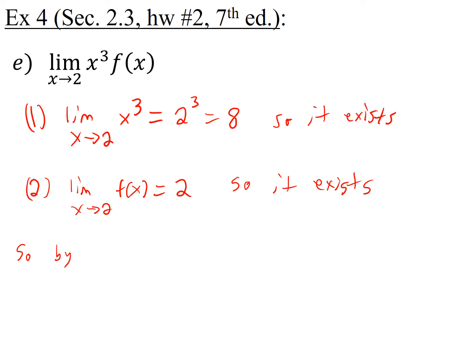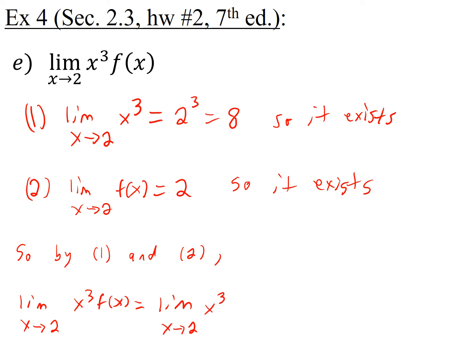So by the fact that the limit of x cubed exists and the limit of f exists, we have the limit as x goes to 2 of x cubed f of x, the original question. And again, the limit law says we can put the limit next to each thing. So it's the limit as x goes to 2 of x cubed times the limit as x goes to 2 of f of x. We're applying the limit law there. Then we know each individual limit, so I'll write them in: the limit of x cubed is 8, the limit of f of x is 2. So the answer to this limit is 16.